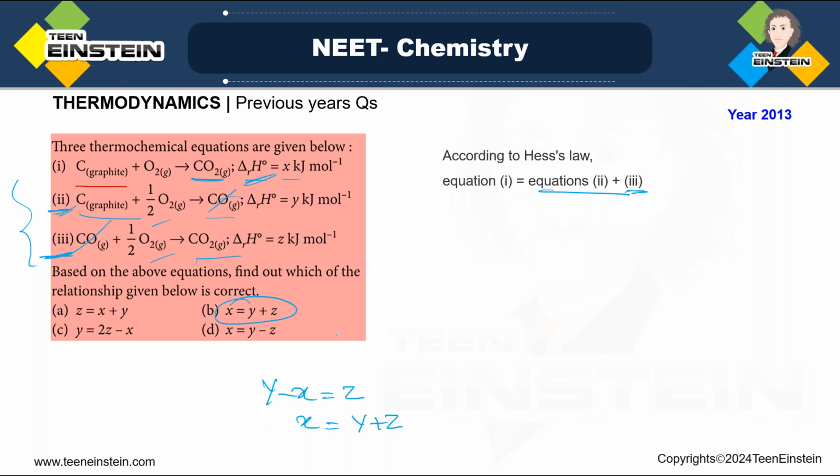So you will get equation 3, right? So C, sorry. So if you do so, then also you will get the correct answer. So in this case, we are subtracting 2 from 1, but both are giving the same result.